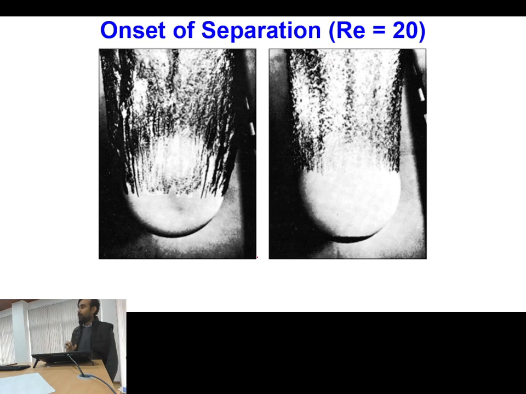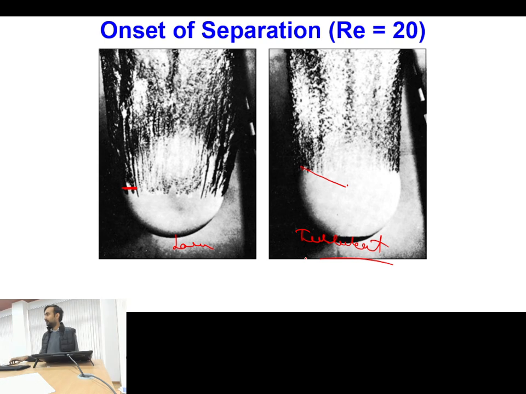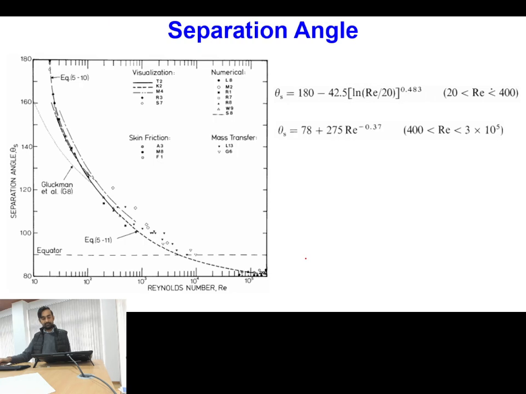So you can see the corresponding experiment of dropping a spherical ball into a liquid. So here you can see this is the laminar situation. So separation point is somewhere here, and here you have separation point somewhere here, which is a turbulent situation. Is this one clear? Then you can see the separation angle.